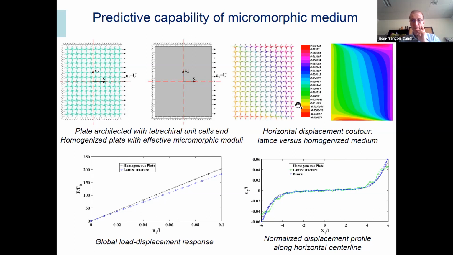And then a more discriminative test is to look if locally the micromorphic medium is able to predict the spatial distribution of displacement. And this is the case. So what we plot is the vertical displacement along the center line for the fully resolved network and for the homogenized plate. And we see a very good agreement between them.